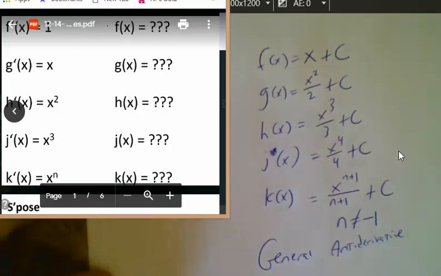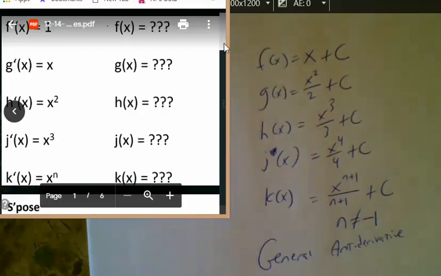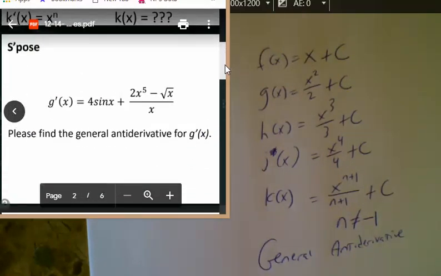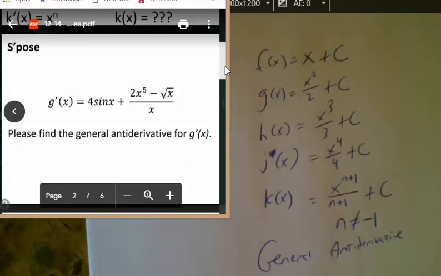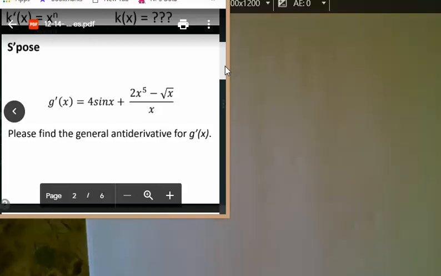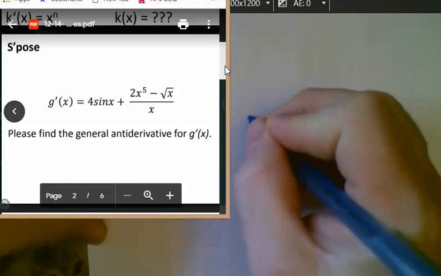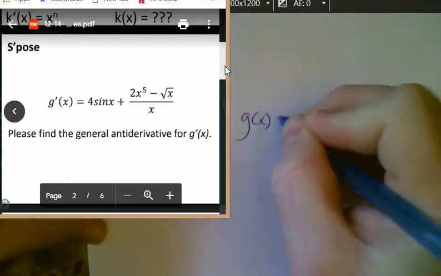All right, let's do an example using that, and if you are following along on the notes from class, this is the example we did. Let's find a general antiderivative for g prime of x. So we break it down and we say, all right, what would g of x had to have been in order for this to work?